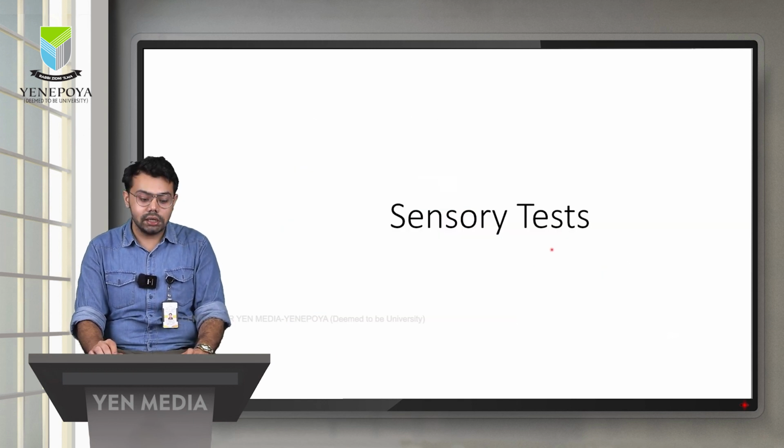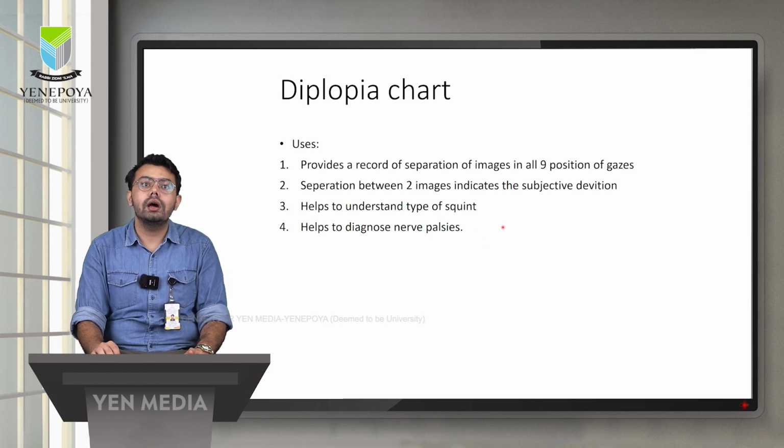Now coming to the sensory tests. The first test I will be talking about is the diplopia chart. The use of the diplopia chart provides a record of separation of images in all positions of gaze, starting from the central position to the primary position, to the secondary positions, to the tertiary positions. The separation between two images indicates the subjective deviation. It helps to understand the type of squint and it helps to diagnose nerve palsies.